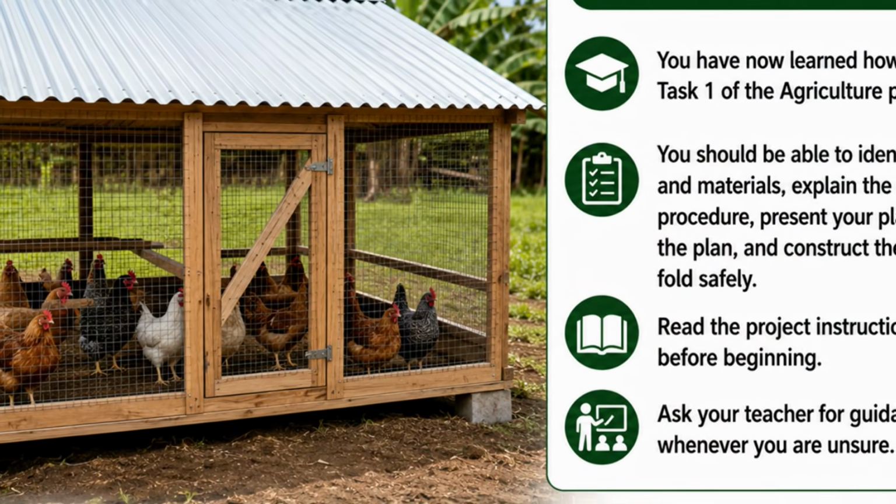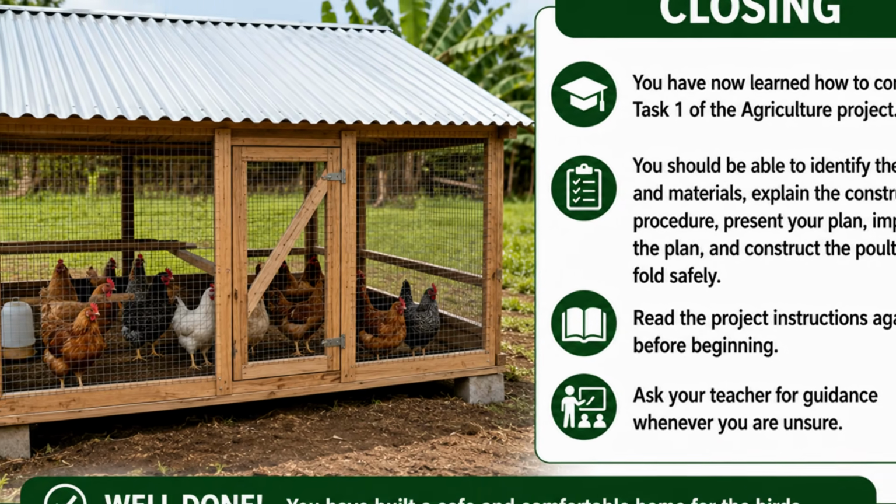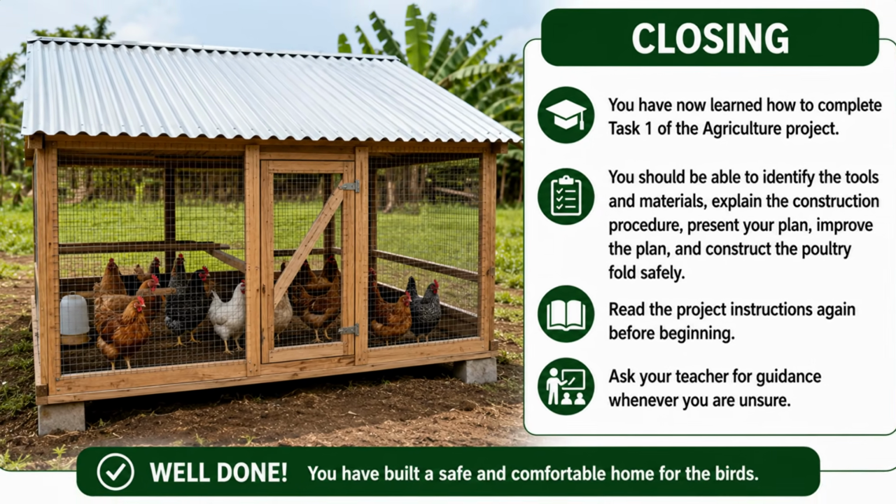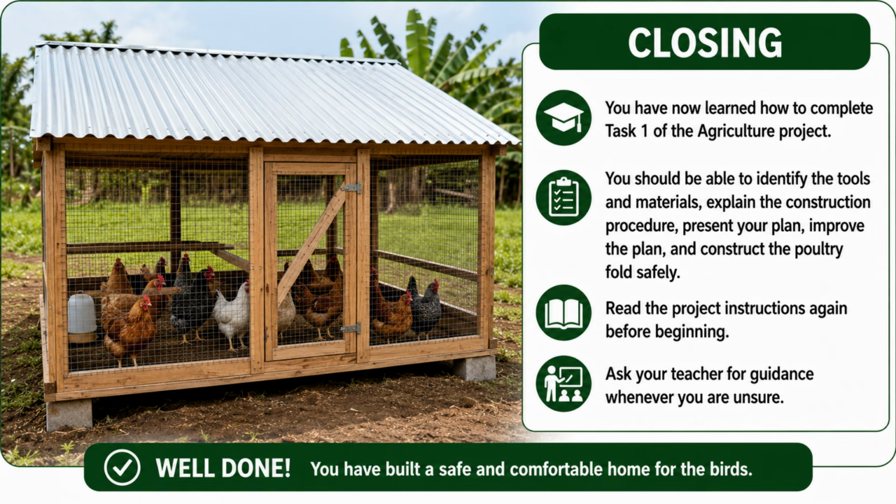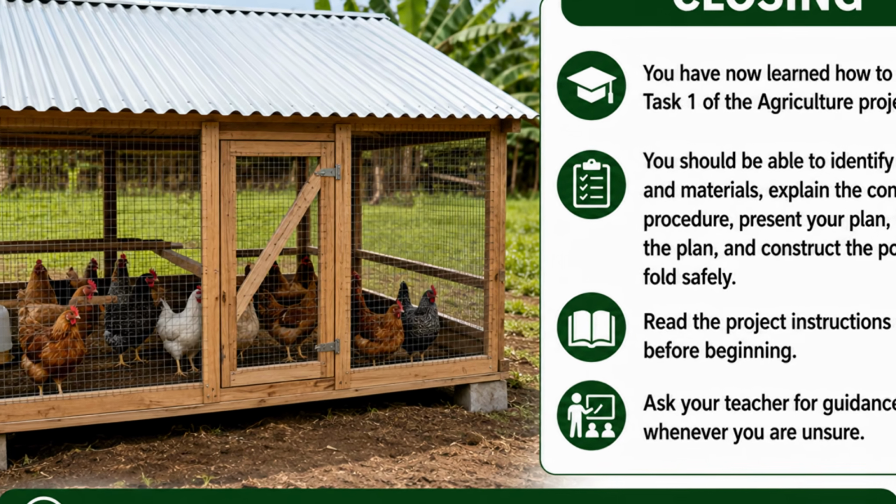I am glad that you have watched the video up to this far. You have now learned how to complete task 1 of the agriculture project. You should be able to identify the tools and materials, explain the construction procedure, present your plan, improve the plan, and construct the poultry fold safely. So read the project instructions again before beginning and ask your teacher for guidance whenever you are unsure. Then work carefully, cooperate with your group, and take pride in your work because this is your project. And then watch other videos that we have for more guidance on the Kenya Junior Secondary School Education Assessment project.